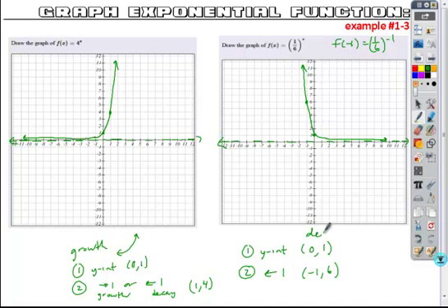So once again, this is a decay function if there's no shifting.